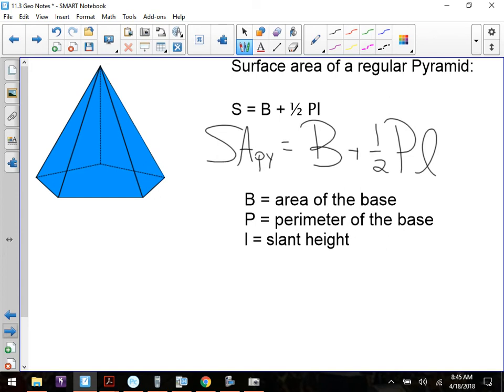Okay. Now, question. Yesterday, you guys did surface area of prisms, right? How many bases did you have? 2. Why don't you have 2B here? I'm nervous. How come we don't have?